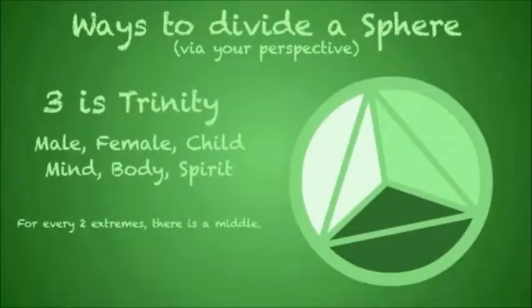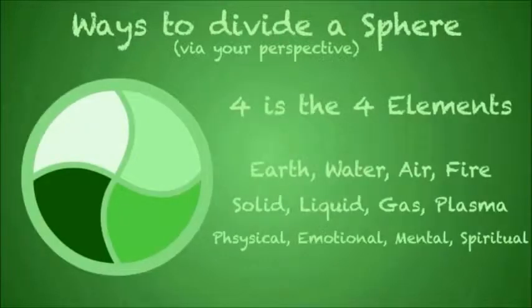If you look through three, you see a trinity: mind, body, spirit, male, female, child, up, down, middle, black, white, gray, or even little things like 111 or 333 on your clock. If you look through four, you see the four elements. They are the physical, mental, emotional, or spiritual, or perhaps 1111 on your clock.